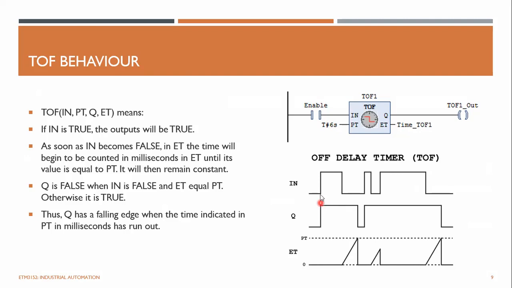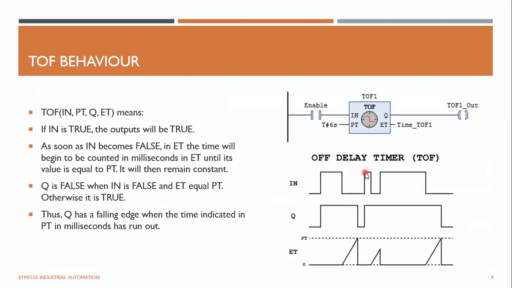Here it is showing that when you set the input high, the output goes high, and the output will stay high. When you release your input, when you disable the input, the time starts counting. So the output is high and will be turned off after 6 seconds when the input goes off. After this, the output is 0.